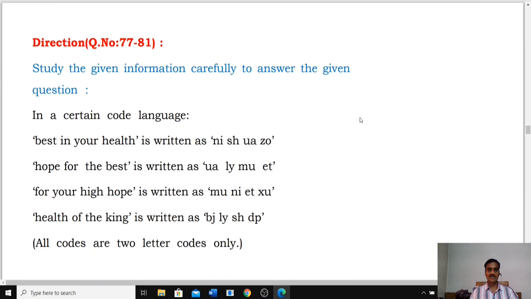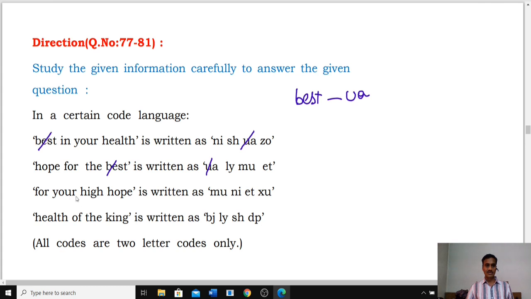Then next one, 77 to 81: coding and decoding. The first model in coding and decoding, the basic model: in best in your health, is written as so and so. Hope for the best. Best is the word that is common between these two, and UA is the code that is common between these two. Hence, the code to the word best is UA.